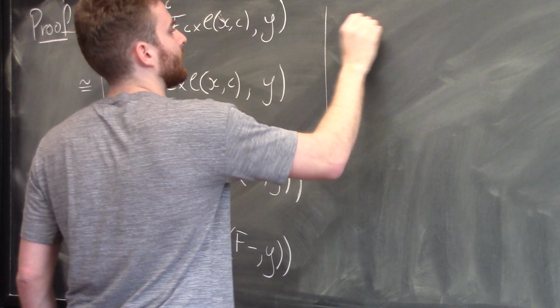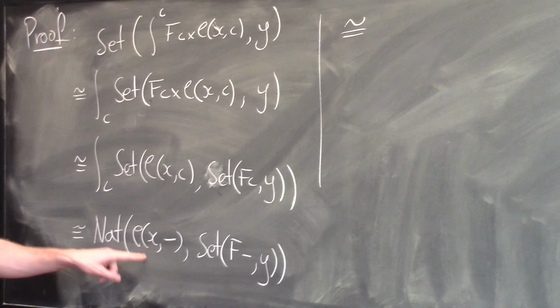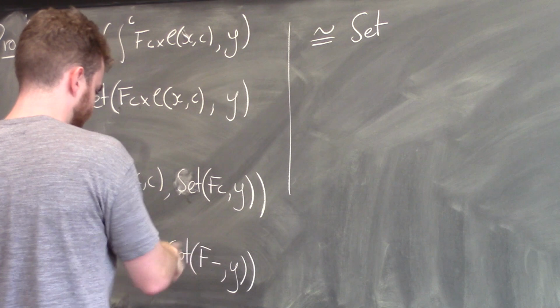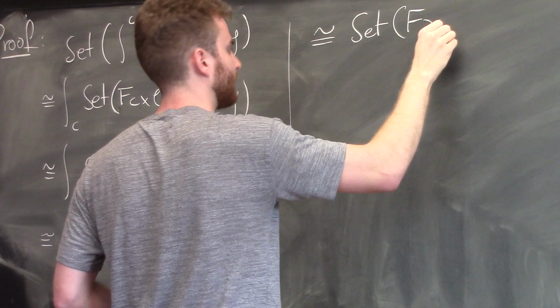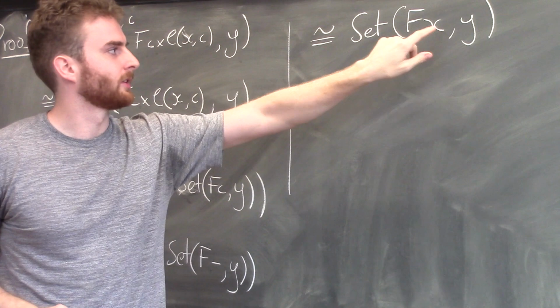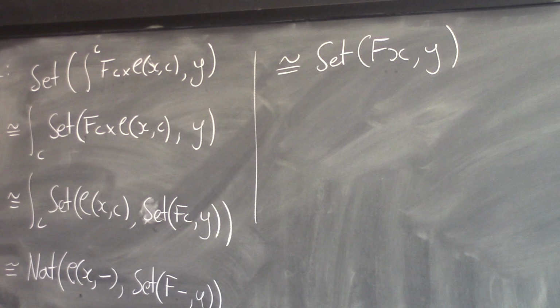Now maybe you see what happens next. We're now looking at all of the natural transformations out of a representable functor. So at this point, we apply the ordinary Yoneda lemma. And what do we get? We get this functor on the right applied to x. So the set of maps from F of x to Y. So now we've shown that all of the maps from this thing into Y are naturally isomorphic to all of the maps from this thing into Y. So again, using the Yoneda lemma, the two things are isomorphic.